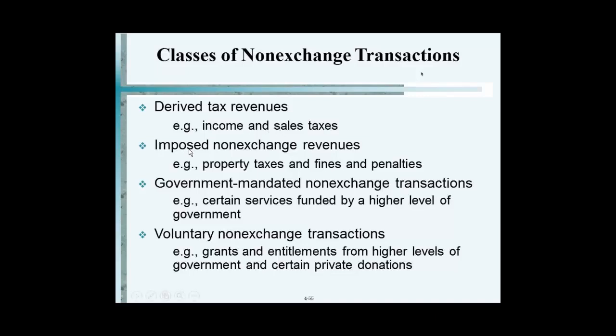Imposed non-exchange transaction. Why the word imposed? Because you don't have a choice. You have to pay it. Real estate taxes are imposed on you. Government-mandated non-exchange transaction. Like it or not, you're going to get this grant. I'm very happy. Voluntary non-exchange transactions. You can have this grant if you want it. Some people say, boy, if somebody is giving us money, why don't we just take it? Why would we not want it? Sometimes matching requirements. I'll give you $100,000. You've got to put in $100,000 of your own. That's a voluntary non-exchange transaction.